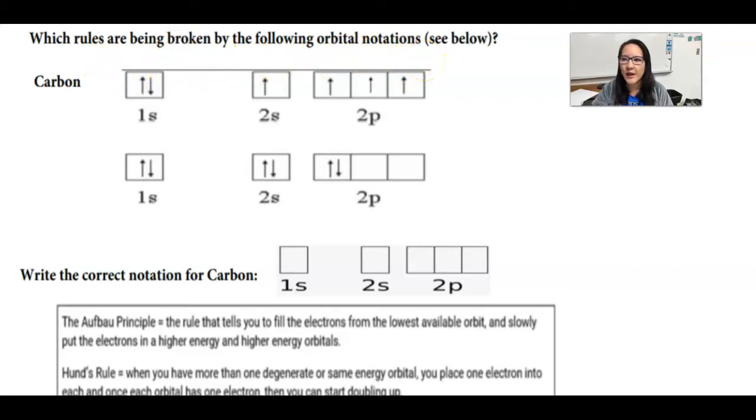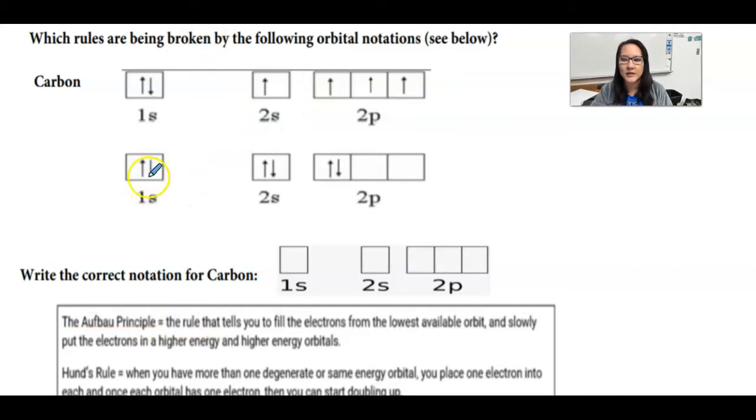So what is being violated in this first one? Well, 1s2 looks fine. 2s, well, there's only 1 in the 2s, and then they moved on to 2p. So this is where the mistake is, because you have to finish filling the 2s before moving on to the 2p, and that is violating this principle right here, the Aufbau principle.